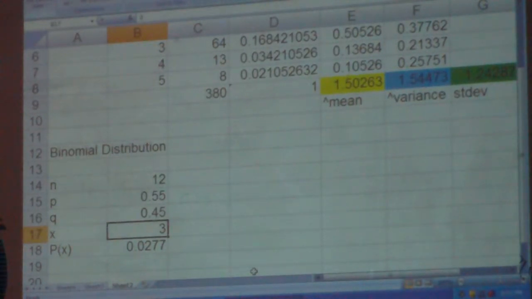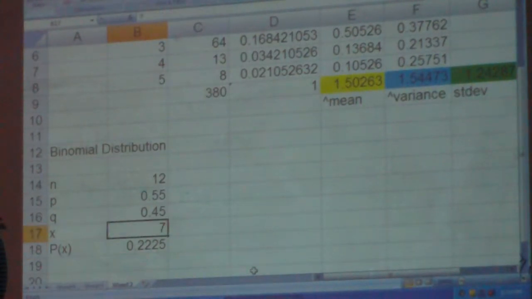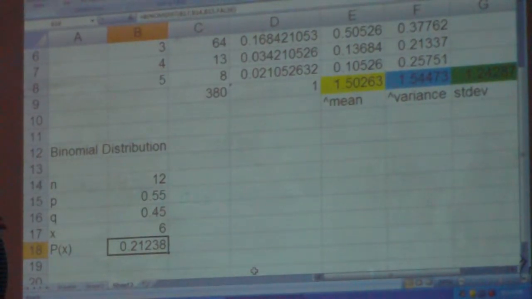Notice I can change this number to whatever I want, and it'll update automatically. 1, 2, 3, 4. Notice if we go to like 6, right, and 7, we get much better probabilities. 7 and 6 giving us the best because, of course, 55% times 12 would give us somewhere between 6 and 7. So 6 and 7 are the best values.